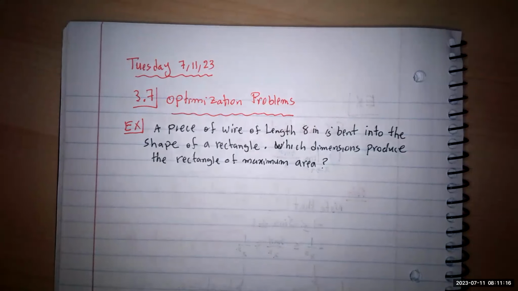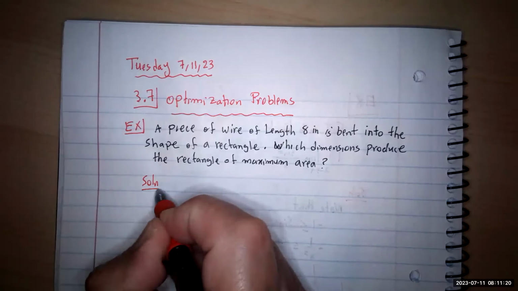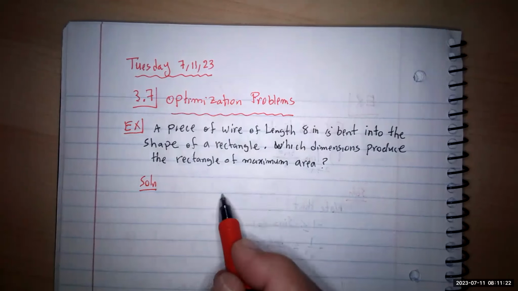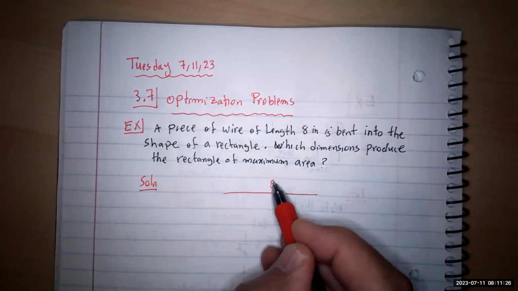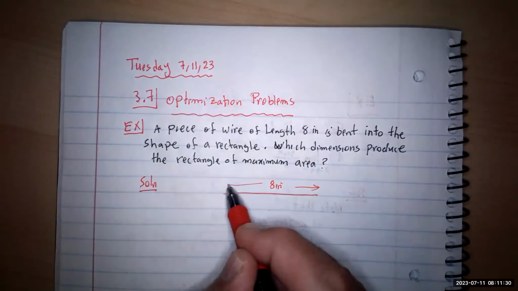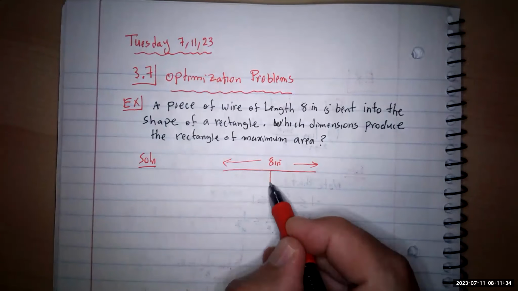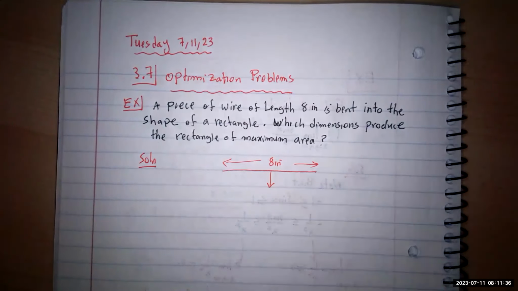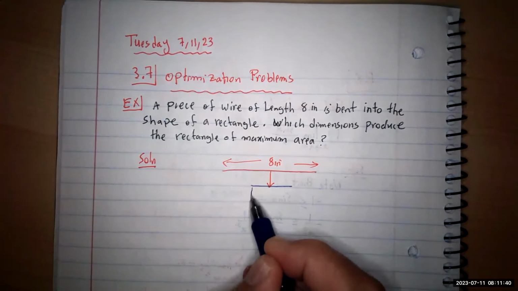Okay, so you have to put this problem into graphical form, if you like. What you have is a wire, and that would be 8 inches. This is the wire that we have. We are going to bend it into the shape of a rectangle. So this is going to be a rectangle.